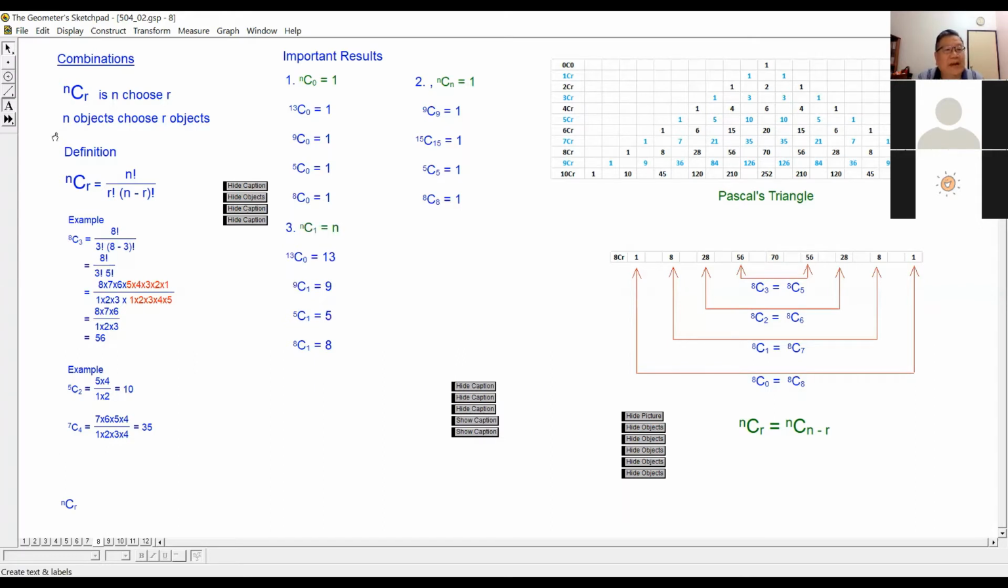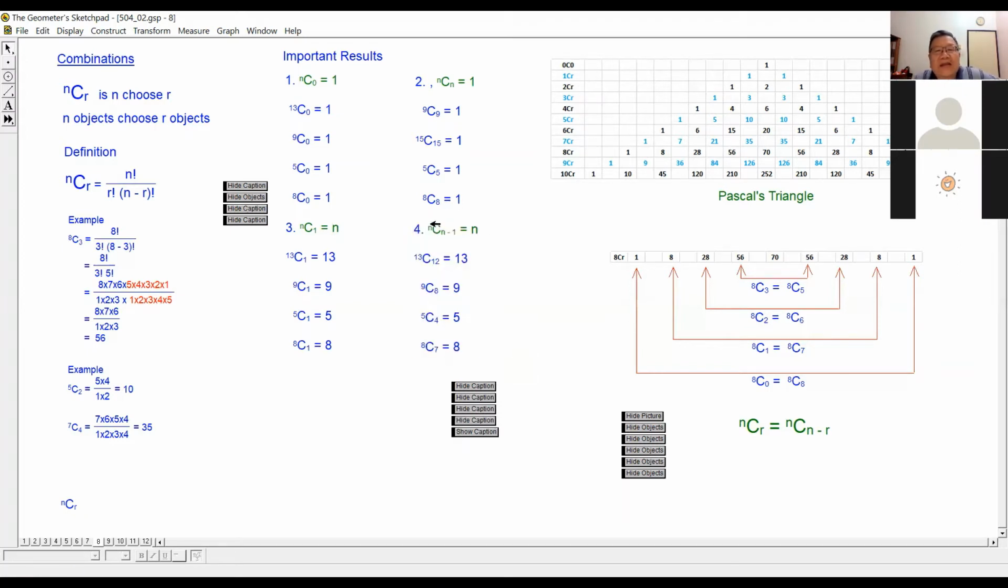nC1 is n. So 13C1, answer is 13. 9C1, answer is 9. 5C1, answer is 5. 8C1, answer is 8. Any questions so far before I carry on? No, teacher. Jia Yan got question or not? Okay, no question. Then we go on.